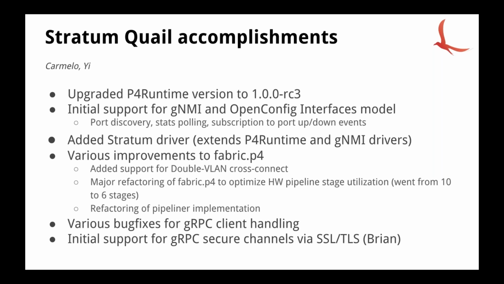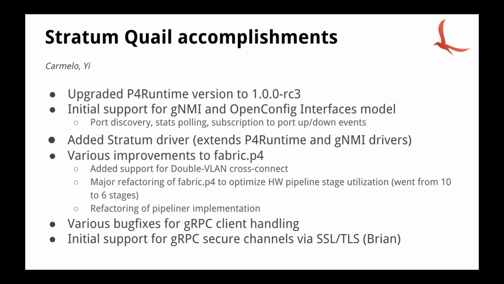We did a number of improvements to Fabric.P4. We added new capability like support for double VLAN cross connect, which is needed in SIBA. We did a major refactoring of the implementation of Fabric.P4, and this was necessary to optimize the hardware pipeline stage utilization that went from 10 to 6 stages. So this makes space for extra functionality we can add to the pipeline.